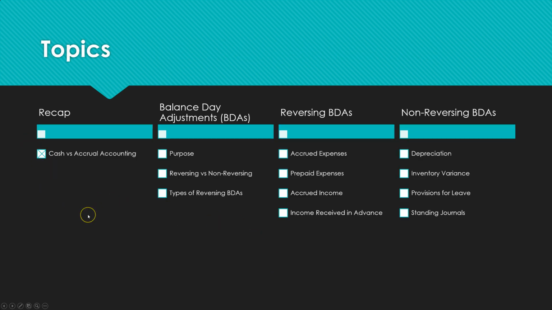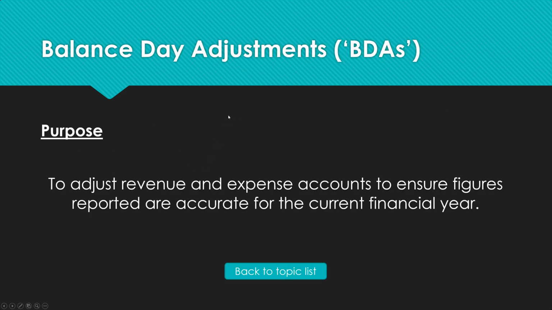So we've covered off cash versus accrual accounting, and hopefully you are comfortable with those concepts at this point. Because if you are, then we are ready to head on to balance day adjustments. And I think you've probably already got a good idea of the purpose, but we'll go in and have a look anyway. So the purpose is to adjust our revenue and expense accounts to ensure that figures reported are accurate for the current financial year.